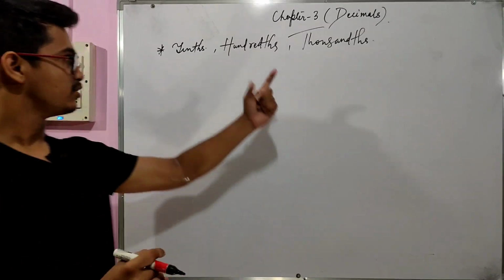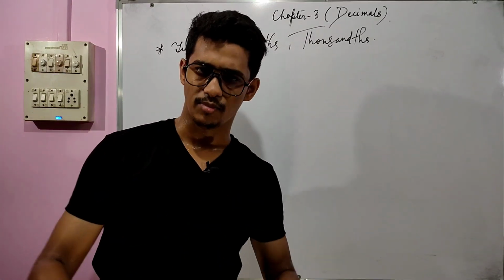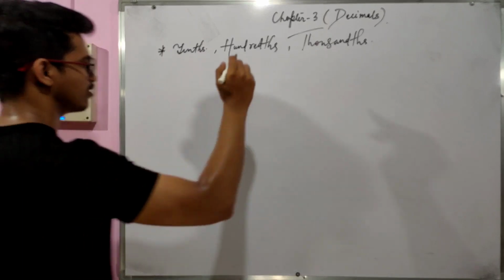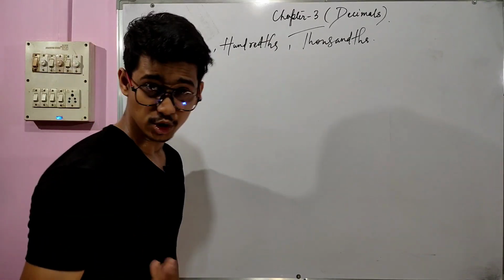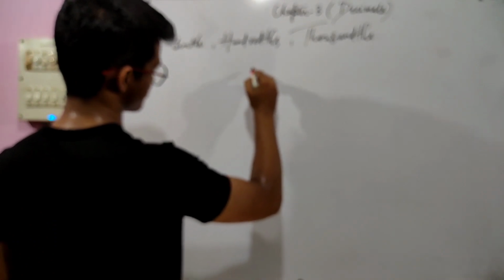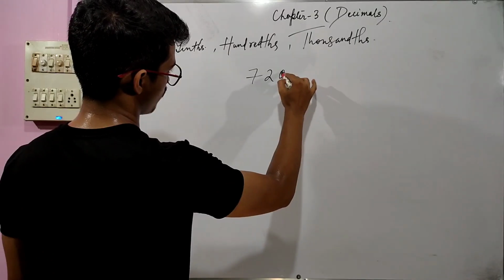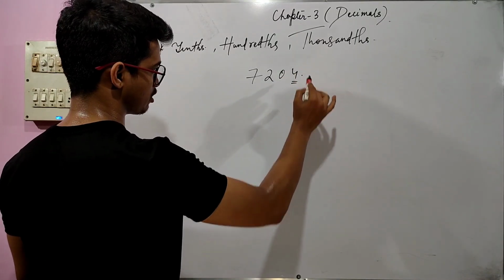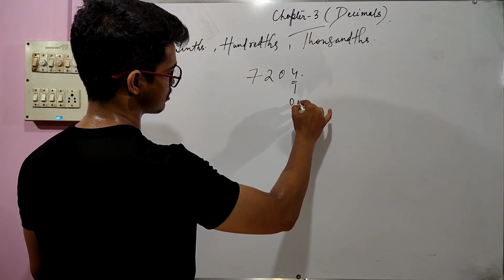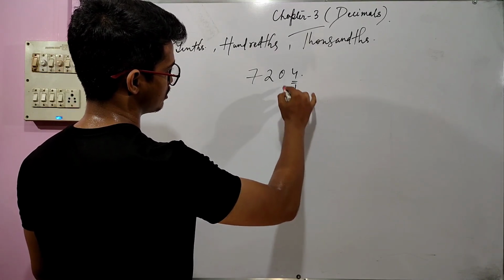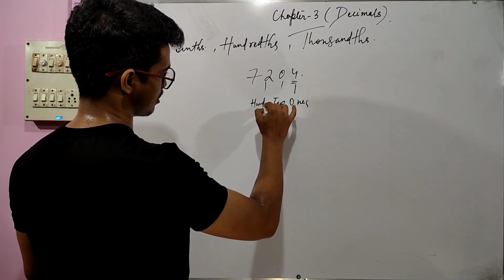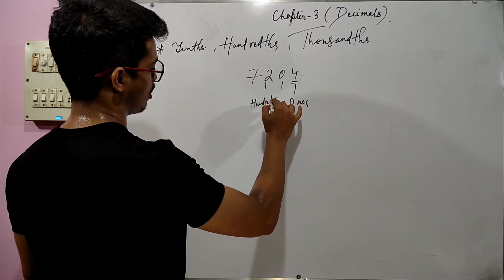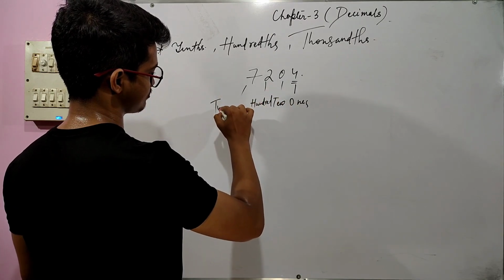So this is the new concept, that is tens, hundreds and thousands. But let's just continue with the positive numbers, or you can say natural numbers, right? If I'm talking about, let's say, 7204, so this is the position of what? Ones, right? This is the position of tens. This is 100, or you can say 1000, right?